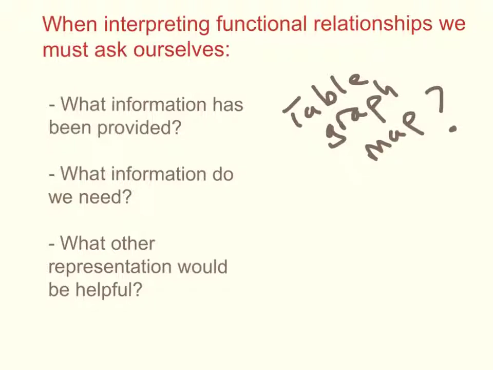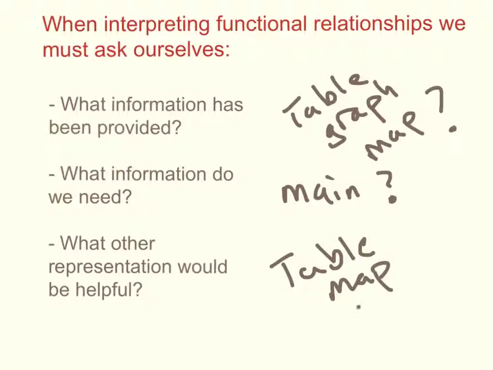And then we need to figure out what information we need. That is the main question. And then what other representation would be helpful? And that, once again, would be a table, a map, a graph, ordered pairs, whatever other representation would be helpful. By now, we should be able to go between each one of these representations.